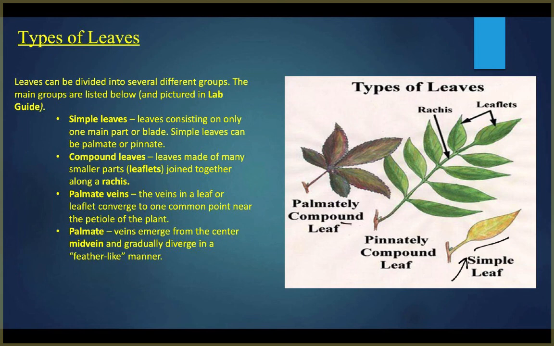Compound leaves, as you see, both of these are called compound. These are leaves made up of many different smaller parts, or leaflets, joined together. A rachis is another term for the midvein. The palmate veins are the veins in a leaf or a leaflet that converge to one common point near the petiole of the plant.